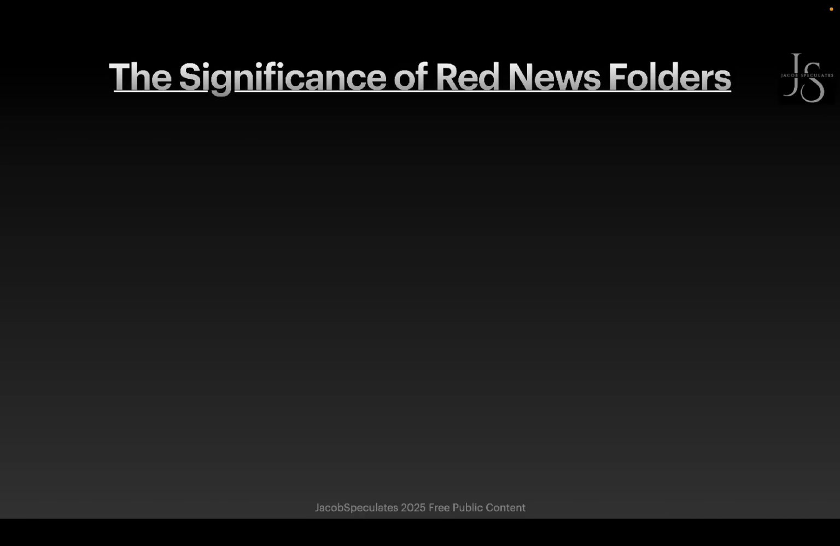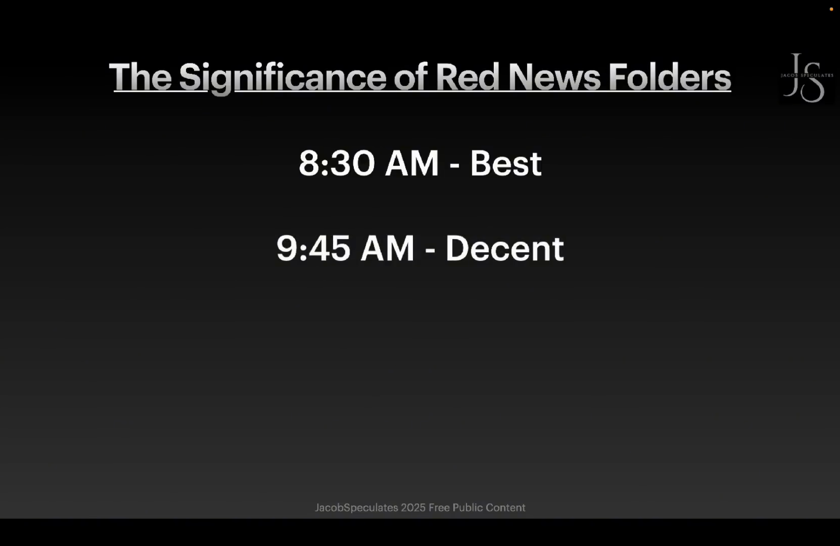All right, so now getting into the significance of red news folders. Individual news folders have specific tiers to them in the sense of time. 8:30 a.m. news typically is the best in terms of volatility and offering clean price action. 9:45 a.m. is decent. You'll primarily see your flash PMIs or your standard PMIs at 9:45.